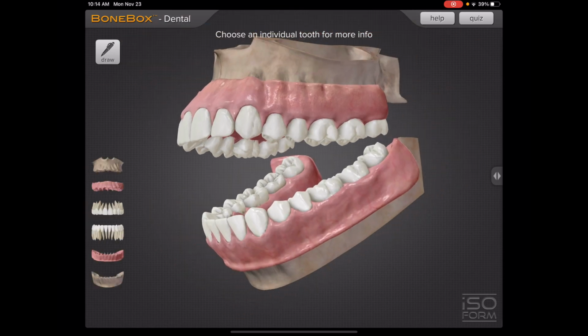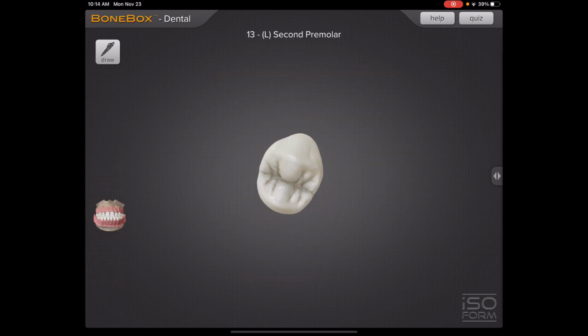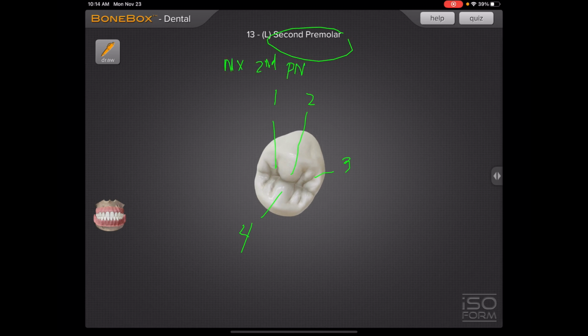How about the four lobes of your maxillary second premolar? For your maxillary second premolar, you have your first lobe here, second lobe here, a third lobe here, and a fourth lingual lobe. That is exclusively for your maxillary second premolar.